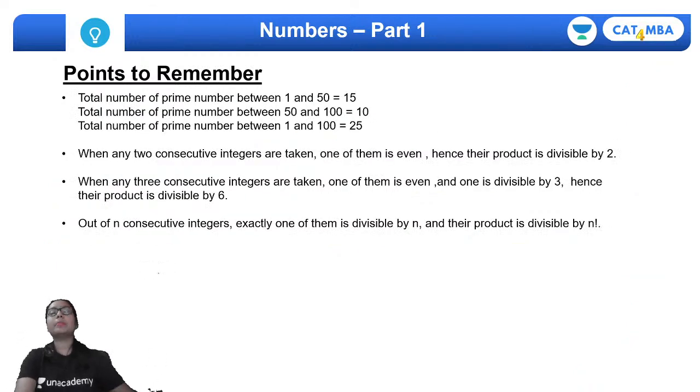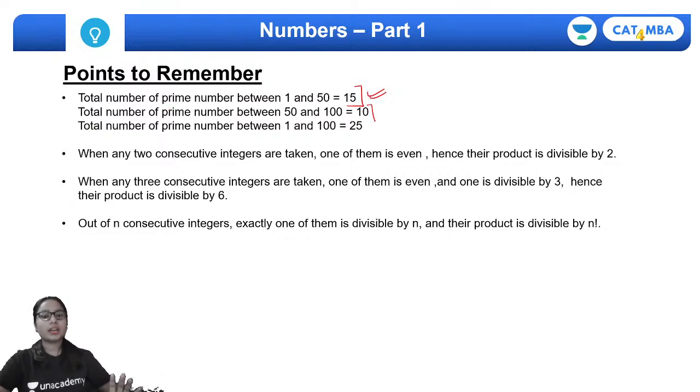But remember these numbers. The total number of prime numbers between 1 and 50 is 15. The total number of prime numbers between 50 and 100 is 10. So the total number of prime numbers between 1 and 100 is 25. This would be useful while solving questions, so it will be better if you remember these points. You can make a note of them.